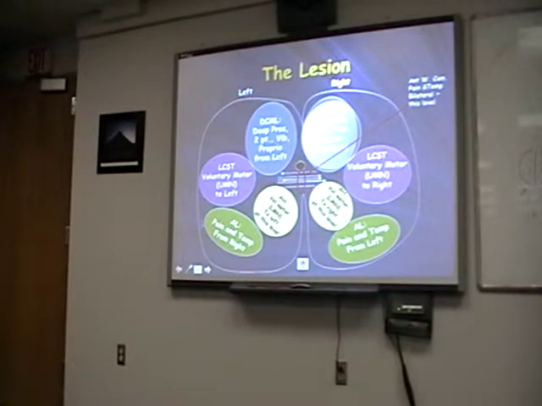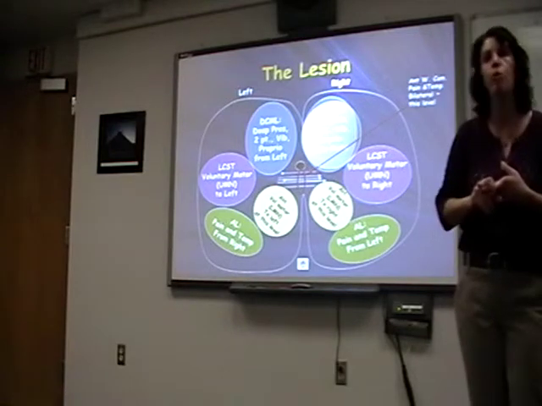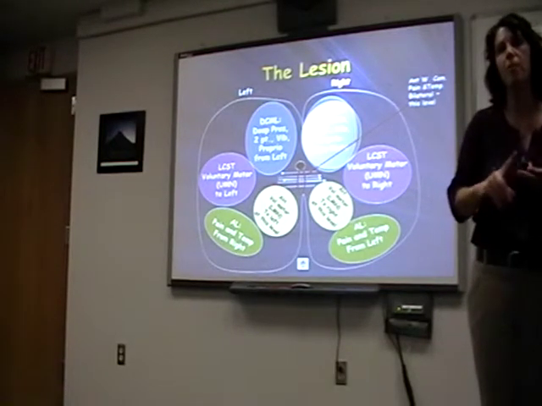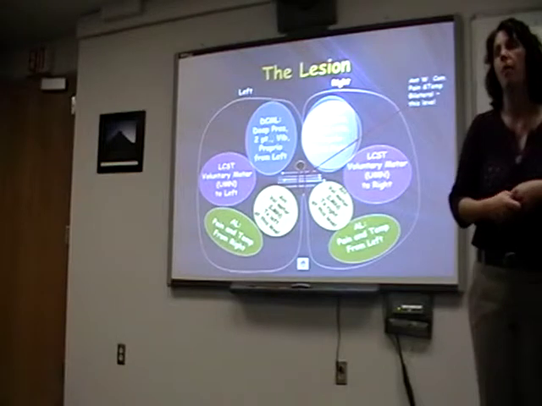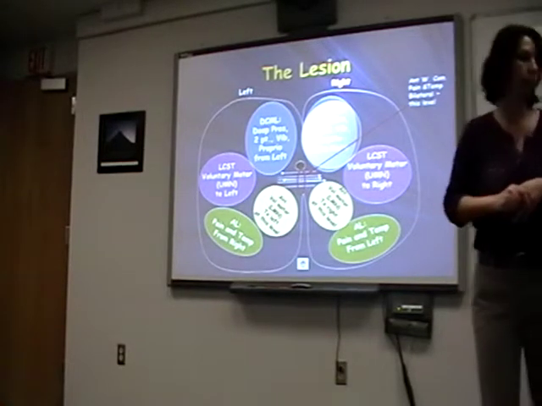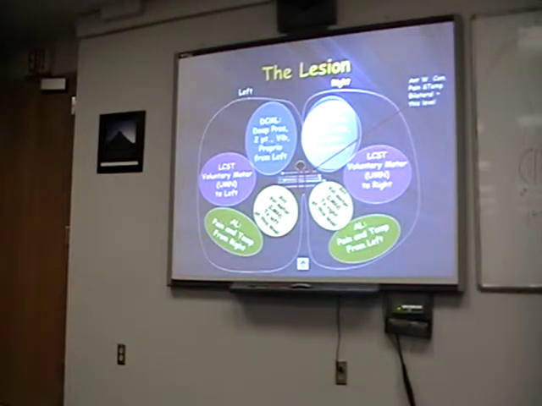And that would affect everything below L1? Yes, exactly. So we're expecting basically lower extremity loss of proprioception, two-point discrimination, vibration, and deep pressure on the right, because it hasn't crossed yet. Okay.